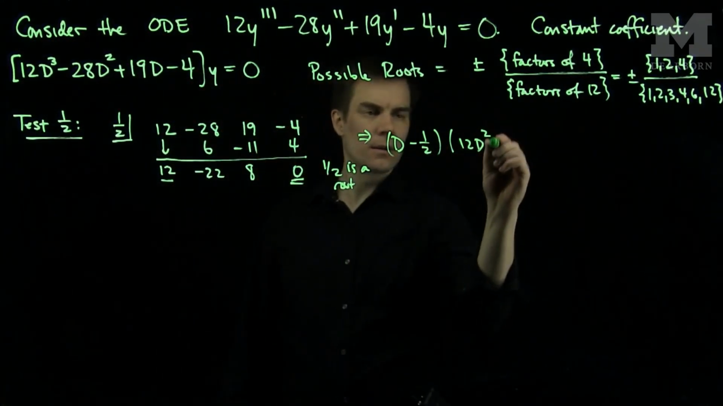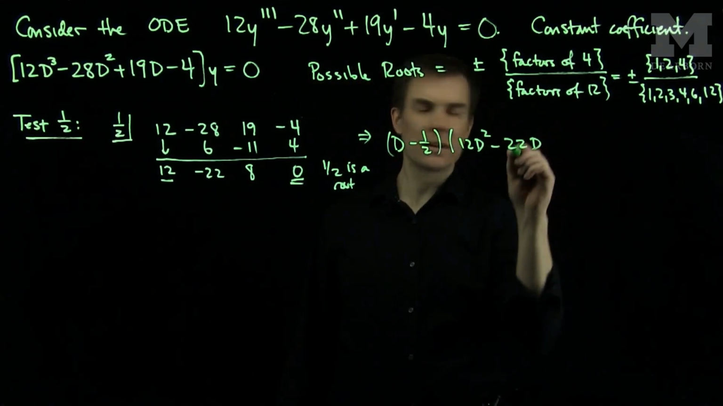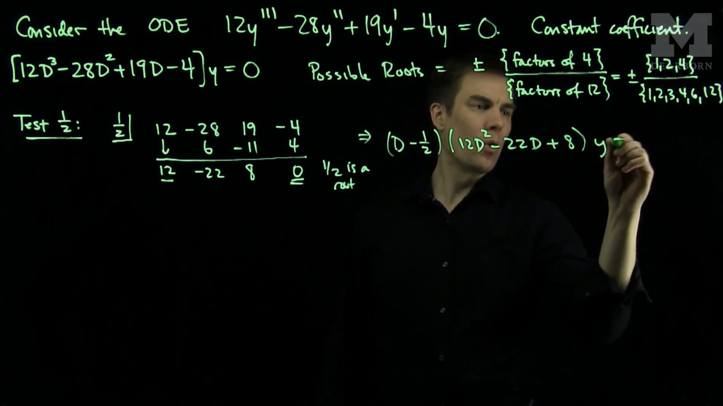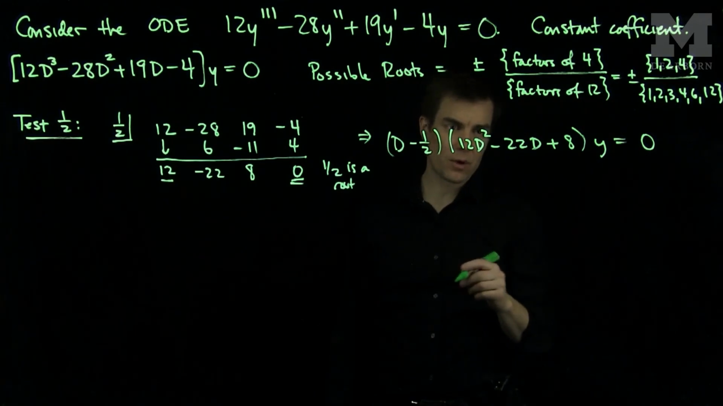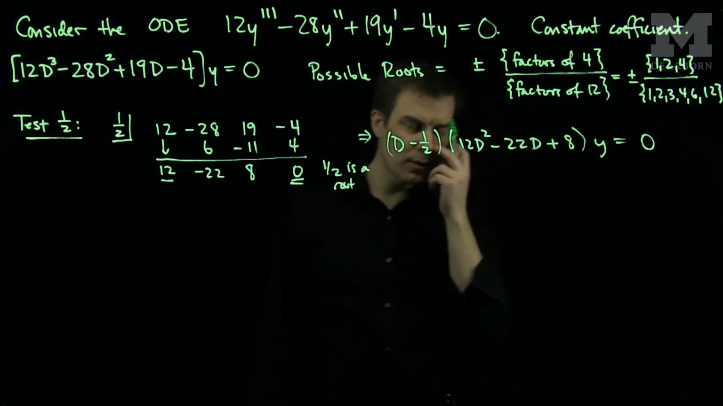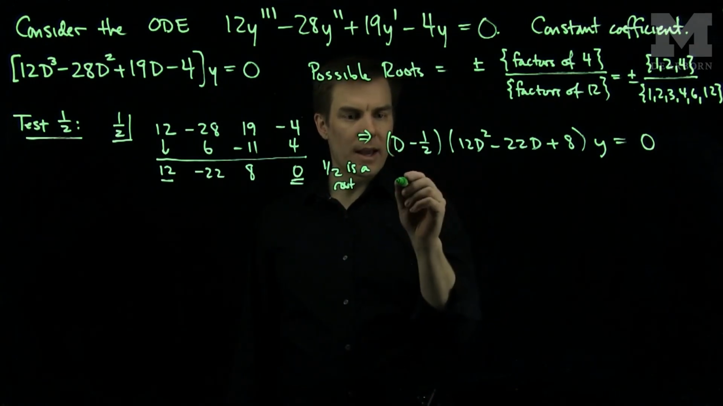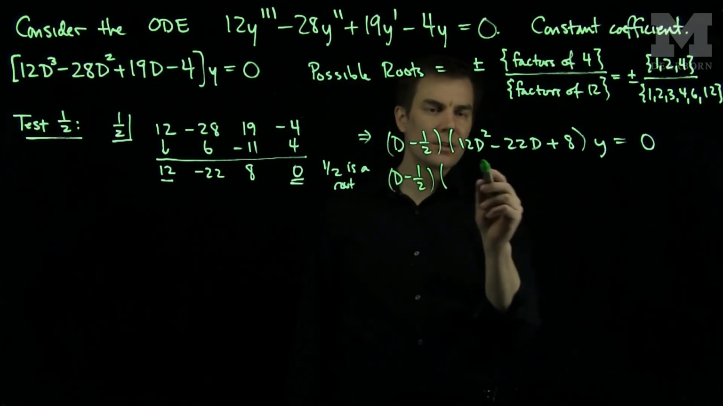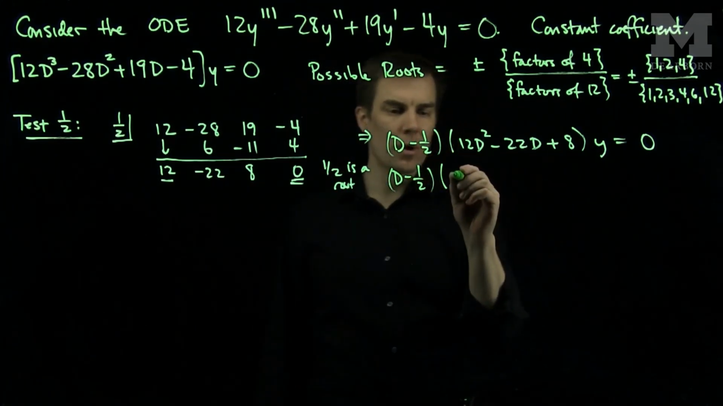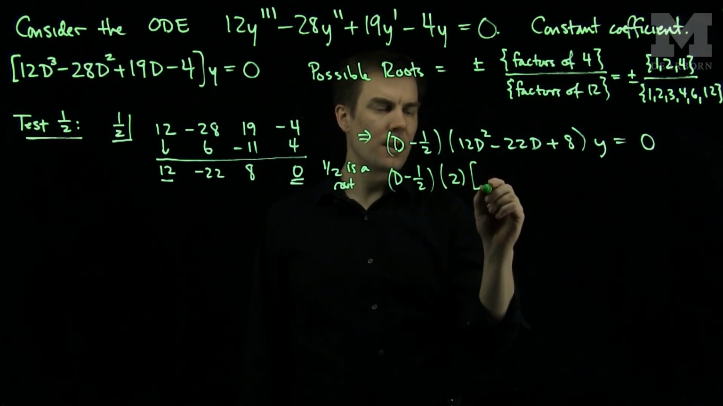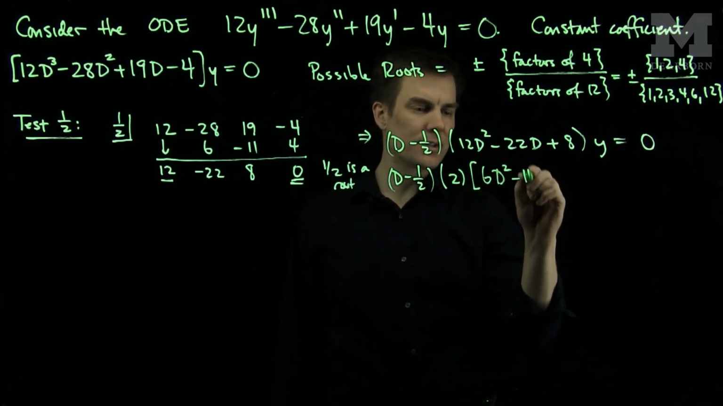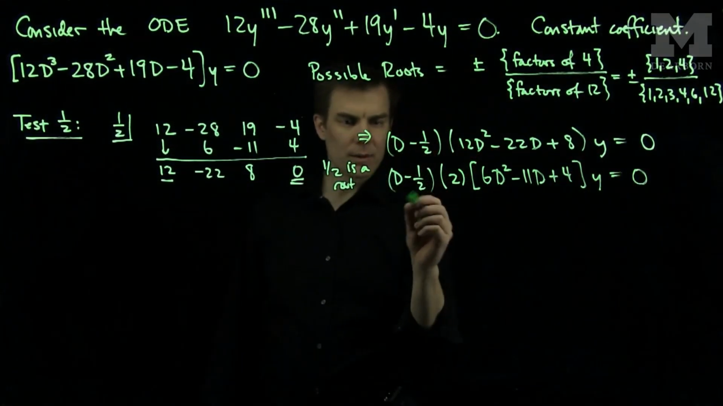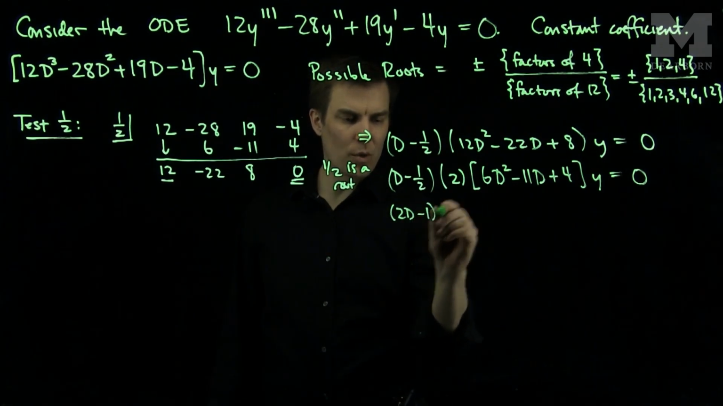and then (12D^2 - 22D + 8) applied to y will be equal to 0. So we can write our differential equation in this form. Now what we can do is factor this over here. So we'll have a D minus 1/2, and out of these terms, I see a common factor of 2. So I will pull out a factor of 2, and I'll be left with (6D^2 - 11D + 4) applied to y equal to 0. And I can rewrite this first term over here as 2D minus 1.